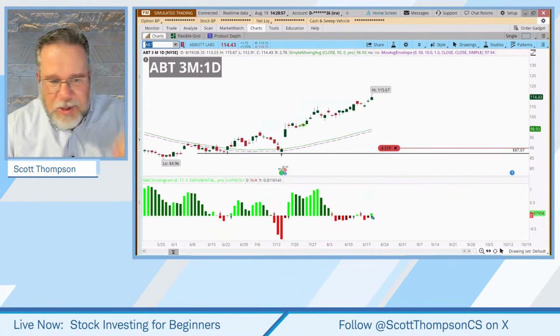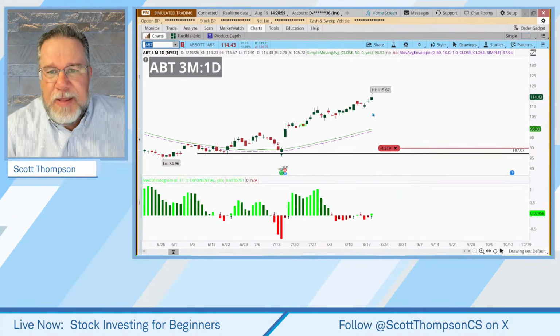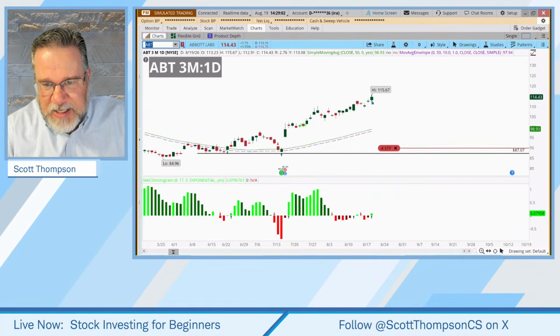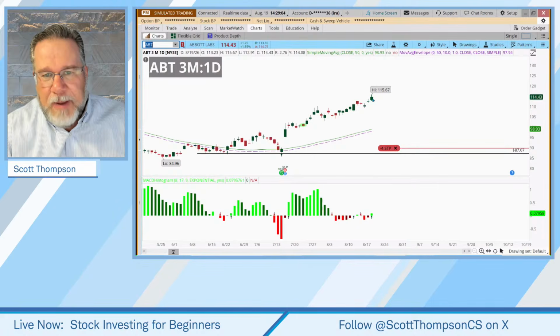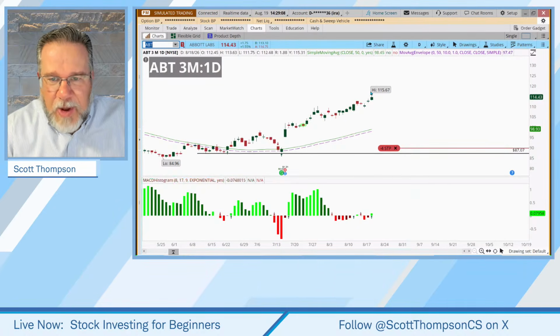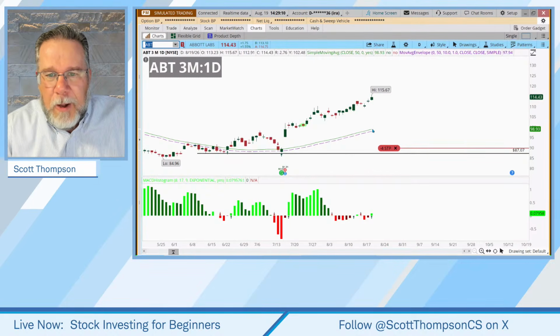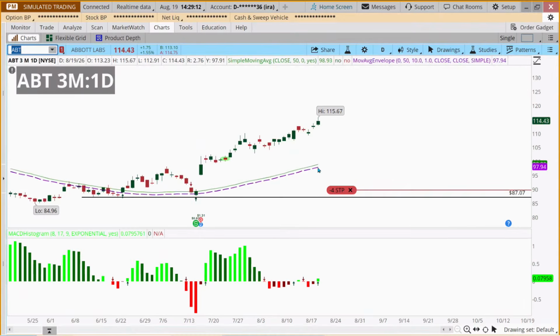And I want to go ahead and do a couple trades here before we run out of time, and then we'll come back and answer some more questions because I want to talk about this, but I want to give you an example, and ABT looks like a good one here. So how do we buy ABT? Well, we set our stop 1% below the moving average. That's 97.94. The market's closed, so we're going to put a limit order at the close.